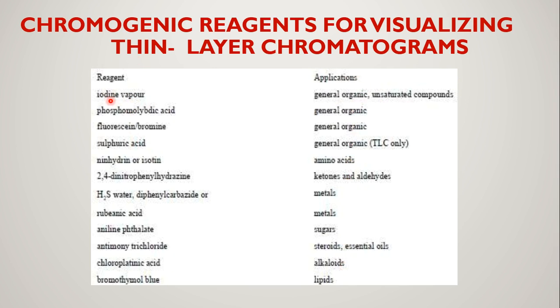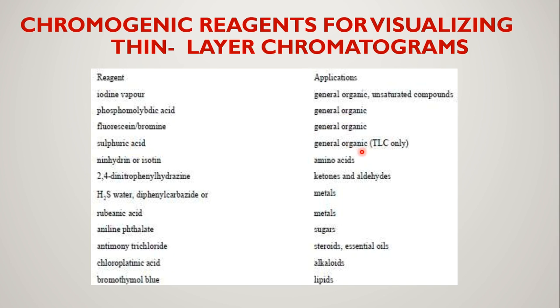This is the application, meaning in which type of sample compounds they are used. Iodine vapors are used for organic unsaturated compounds, such as alkenes, alkynes and general organic compounds; they are a very good chromogenic reagent. Then phosphomolybdic acid is for general organic compounds. Fluorescein and bromine are also for general organic compounds; these form complexes with the organic compounds and provide them a specific color.